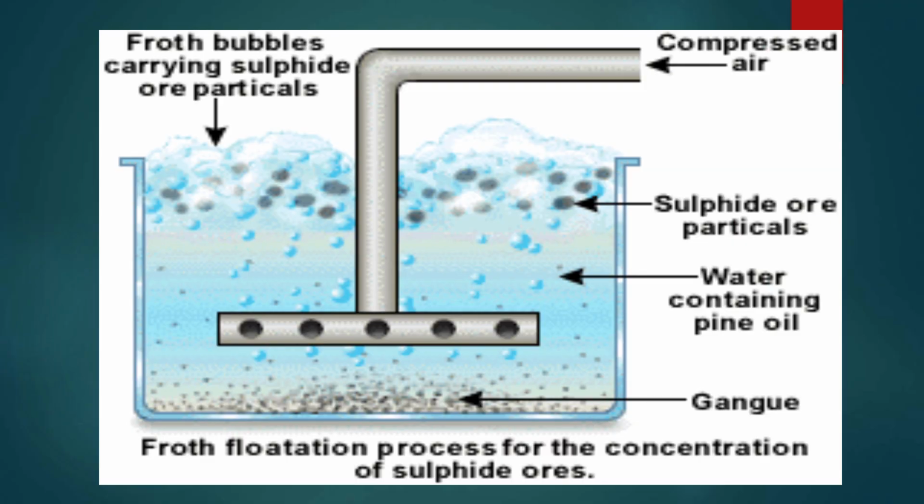Once again, look at the figure, children. You may be asked to draw this figure also. This is also an important 2-mark question, right? So this is your flotation tank. This is water with pine oil, and this is froth with sulfide ore particles, and compressed air is blown through this. And the gangue, that is the impurities, settle at the bottom of the flotation tank.